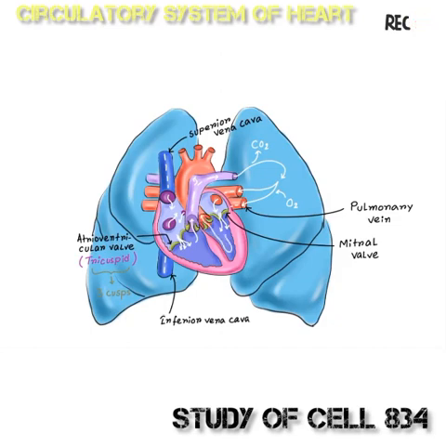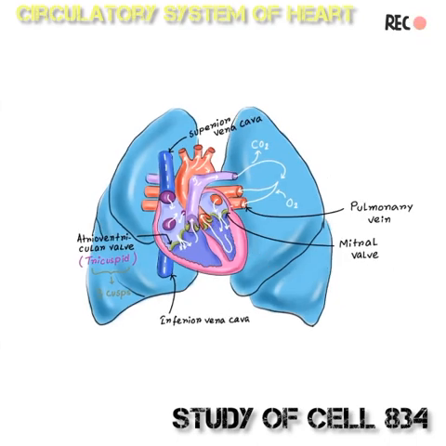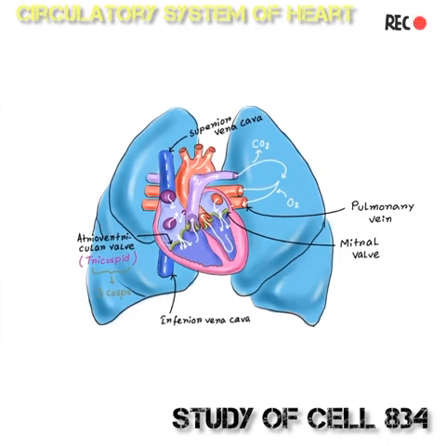So finally, blood goes to this great vessel called the aorta through another important valve. This valve is called the aortic valve. Through the aorta, oxygenated blood is supplied all over the body. So this is the simplified circulatory pathway.